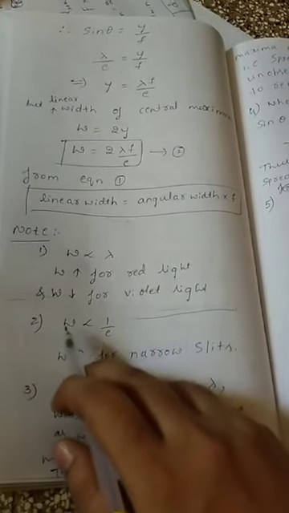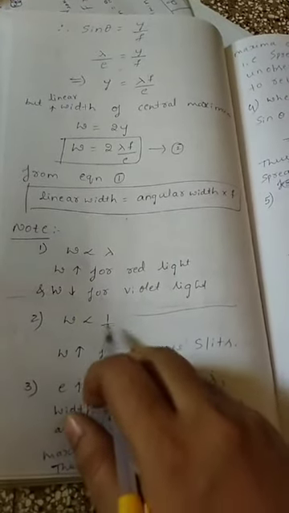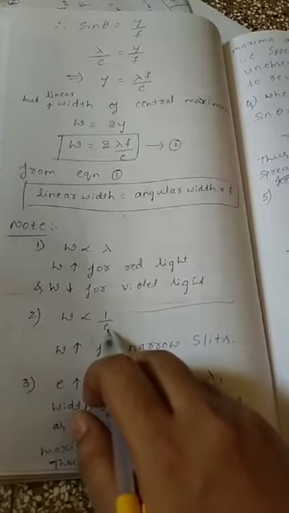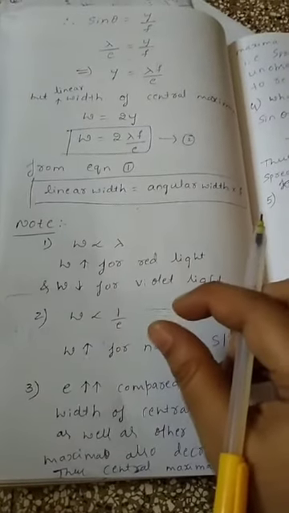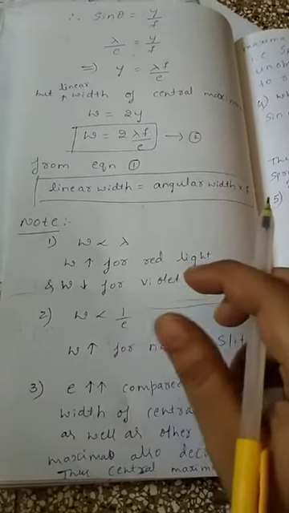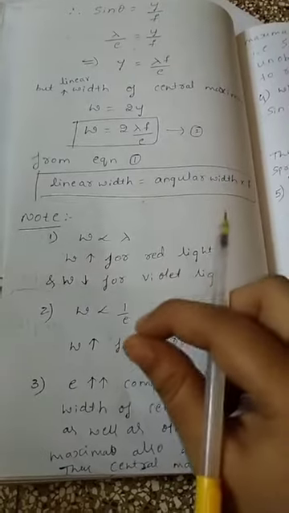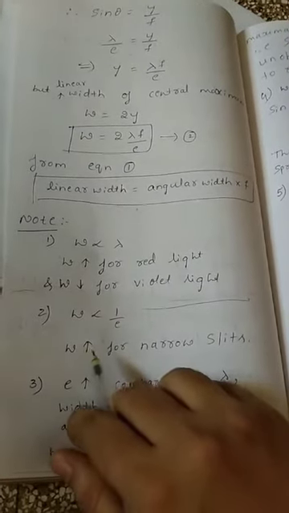And the second thing I can observe is W is proportional to 1 by a. That means as the slit width increases, the central maxima width decreases. Or in other words, the central maxima width increases for a narrower slit.